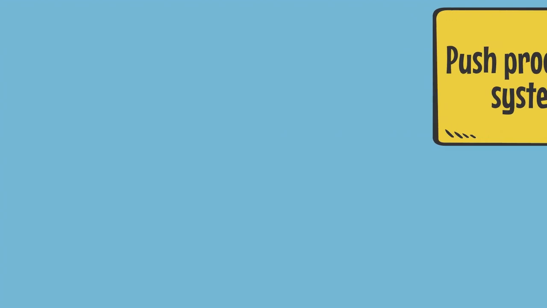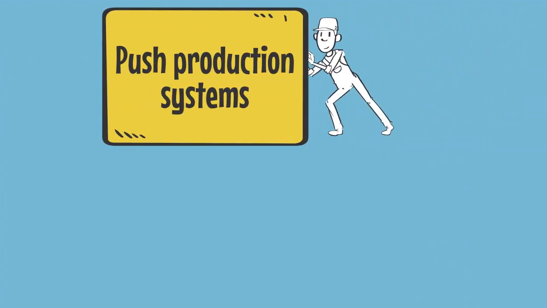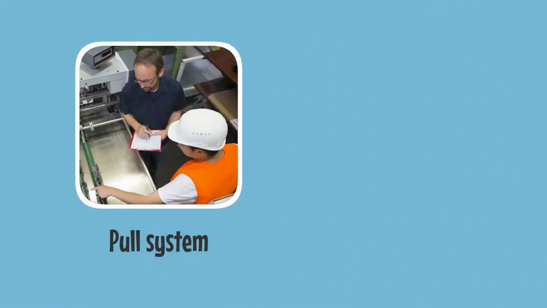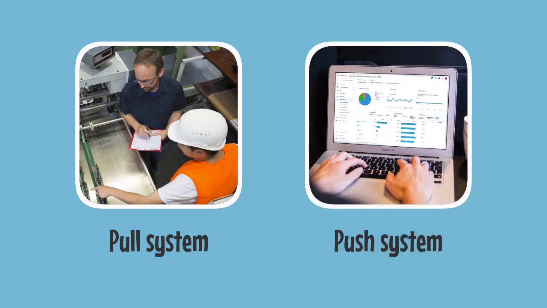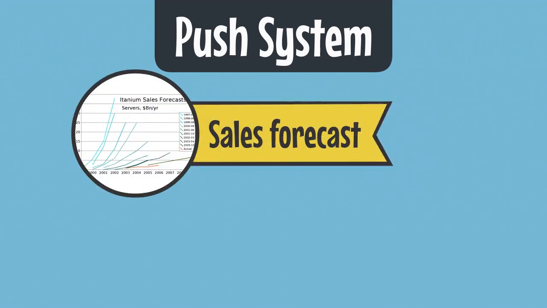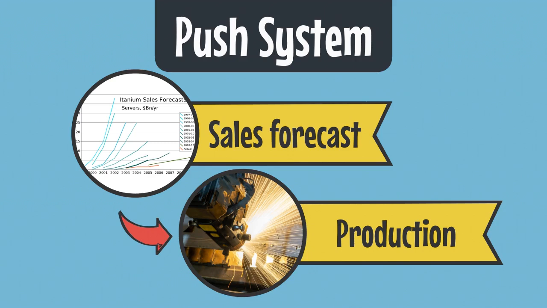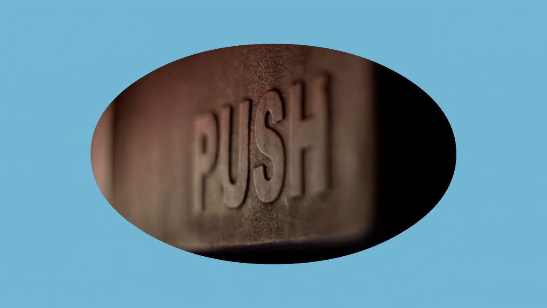There are two distinct types of production systems that are used: push production systems and pull production systems. Whereas the pull system takes instructions to manufacture from receiving orders from customers, the push system relies on forecasts. The push system is the traditional approach to scheduling production, where the sales forecast is used to determine what goods should be produced in the factory.